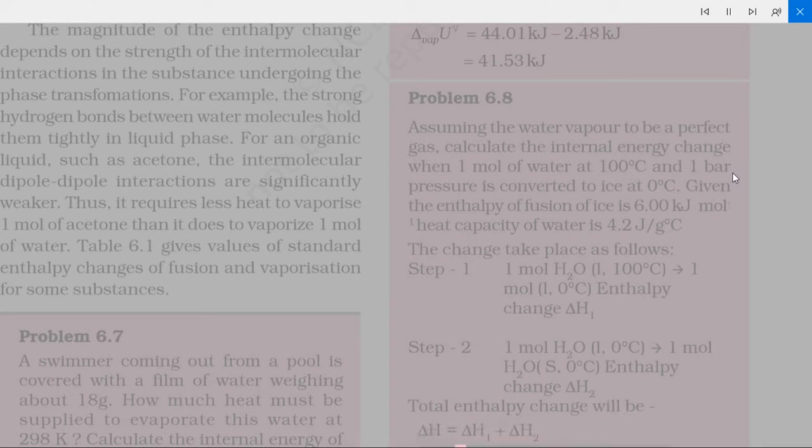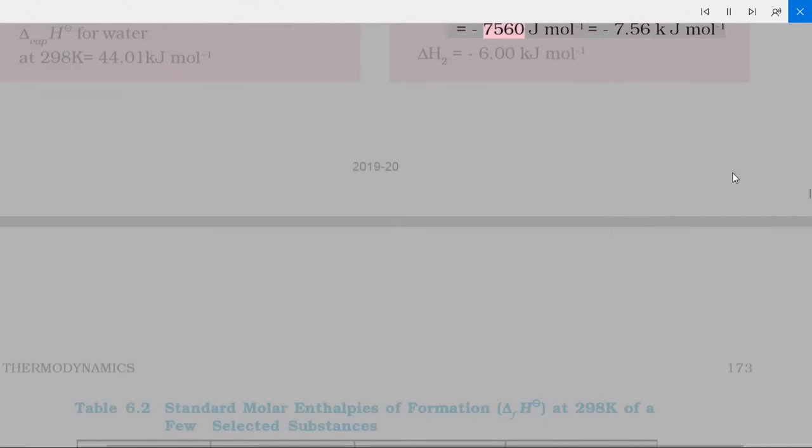ΔH1 is equal to 18 × 4.2 × (−100) J mol⁻¹, which is −7560 J mol⁻¹, equal to −7.56 kJ mol⁻¹. ΔH2 is equal to −6.00 kJ mol⁻¹.